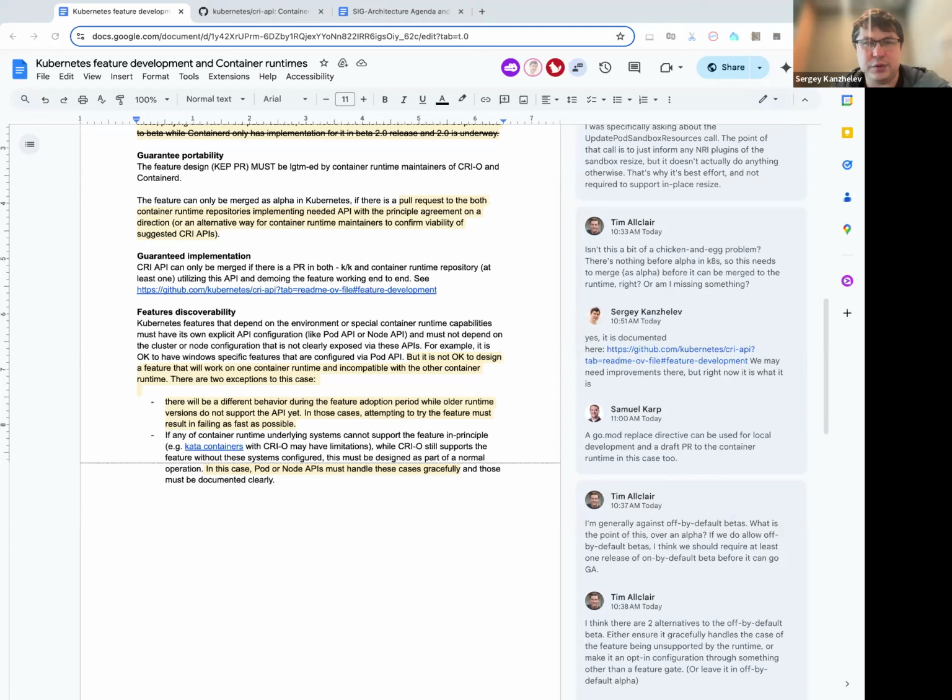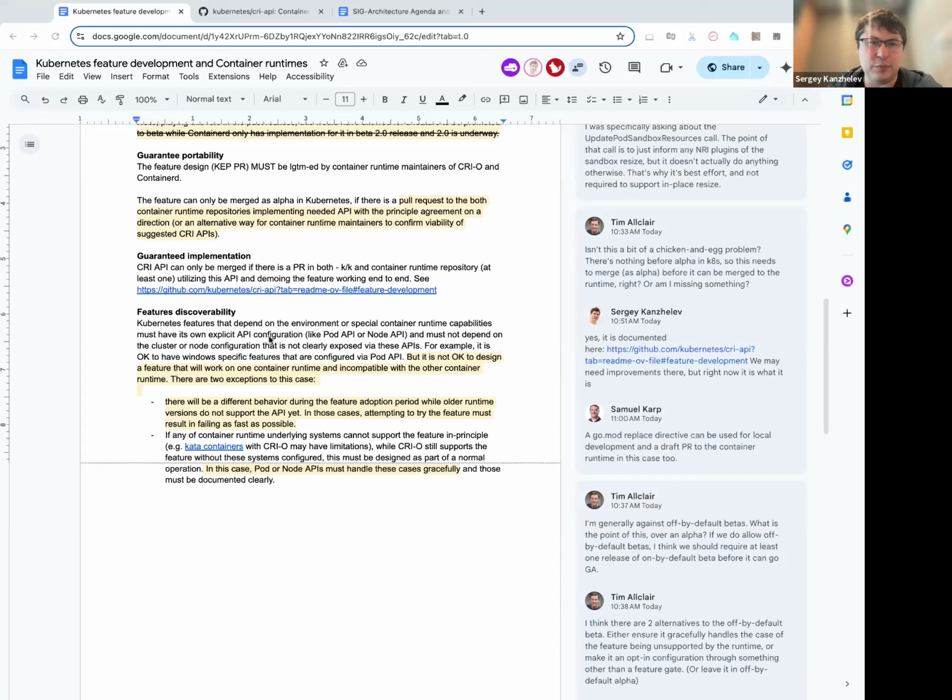Also, if a feature is using some kernel properties or some environment properties that are very specific, then those need to be discoverable for end users through some Node API or Pod API. So the Kubernetes API needs to be designed in such a way that customers can easily understand whether the feature is working or not, and it's not dependent on CRI configurations that are not queryable from the Kubernetes API. So you don't want customers to go check with their vendors before they start using the feature.